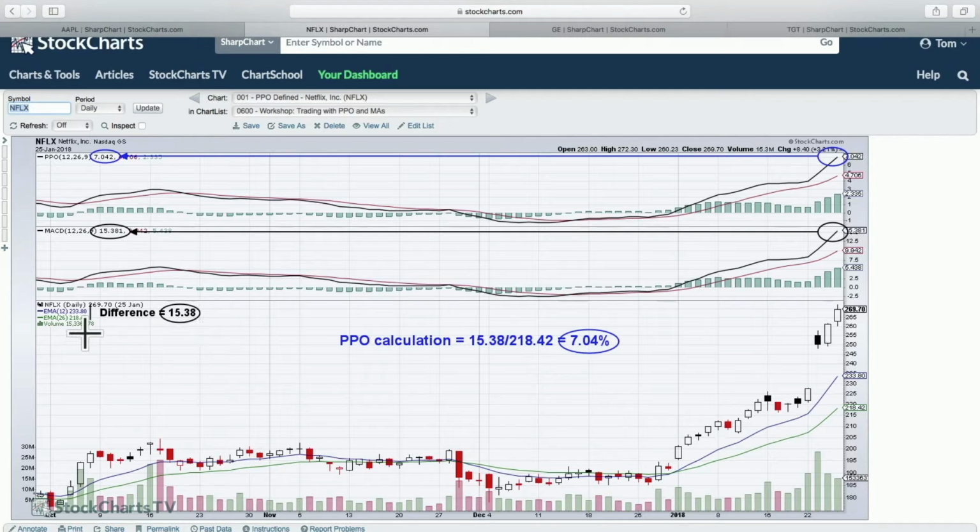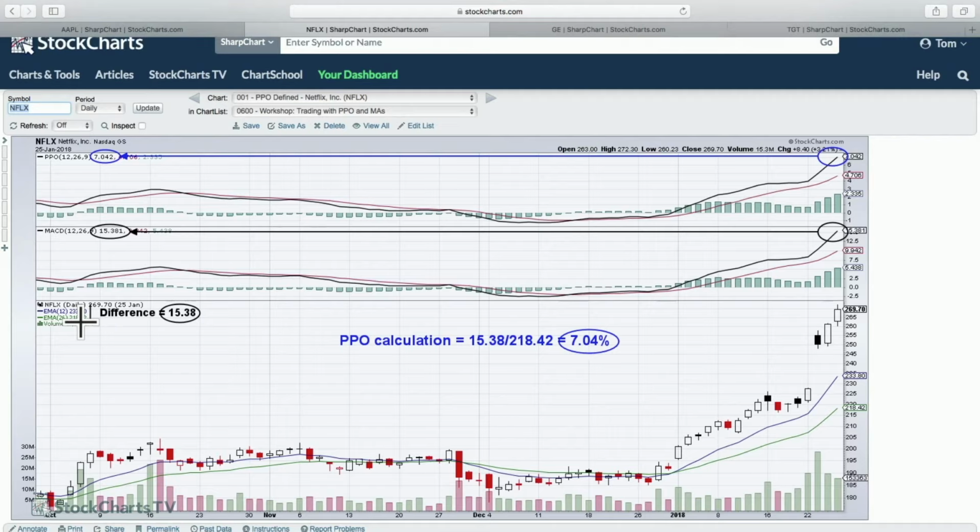So if you simply set up a chart, any chart, and set it up to the 12 period EMA and the 26 period EMA, and you look at the difference, and you also have a MACD on your screen, they should be the same. So right here, 233.80 minus 218.42 is 15.38. That's your difference in the two moving averages in terms of dollars.